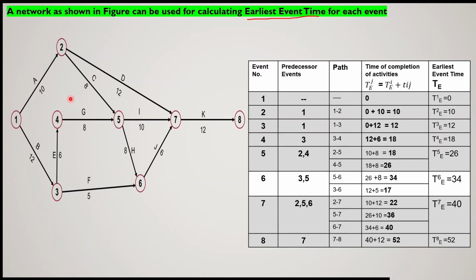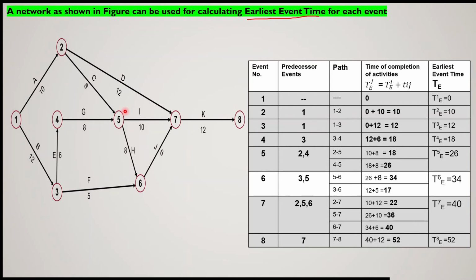Now let us switch over to event number 4. Event number 4 again has only one predecessor event, event number 3. The path will be 3, 4, and Tij will be 6. First of all we have to take the value of TE3, the earliest event time of event number 3, which we have taken from row number 3. So it is 12 plus duration 6, which is 18. So 18 will be the earliest event time of event number 4.